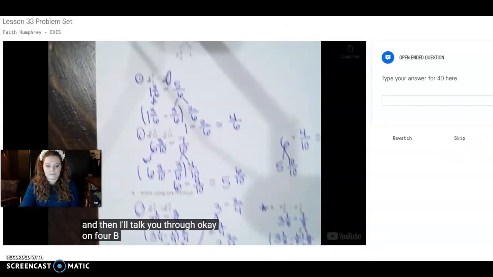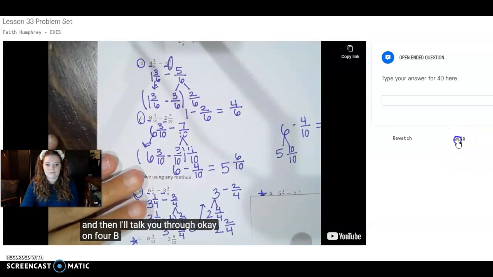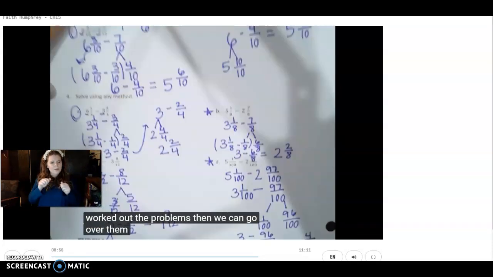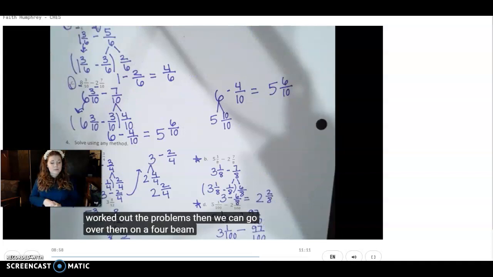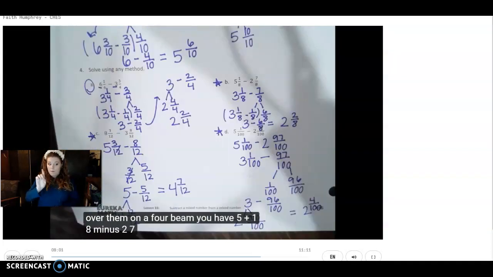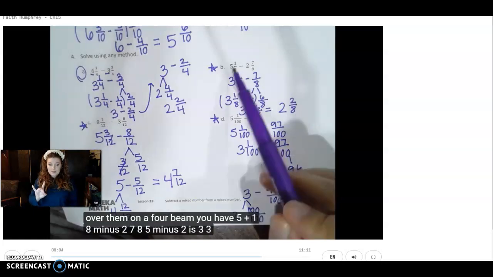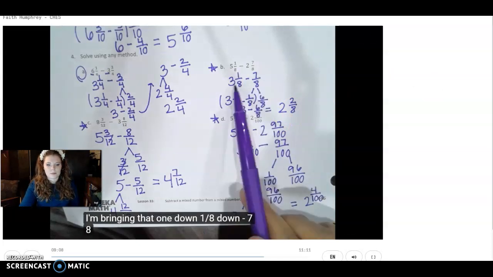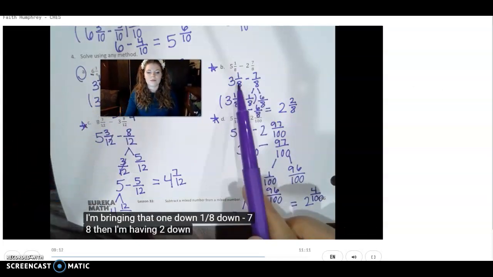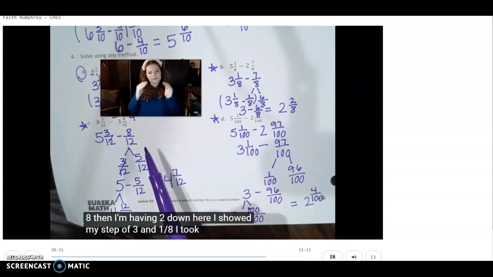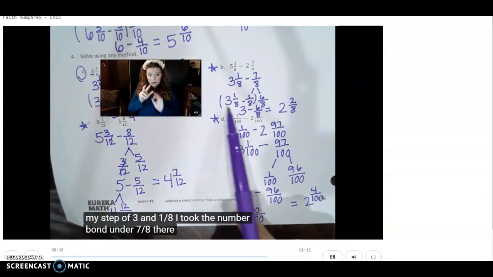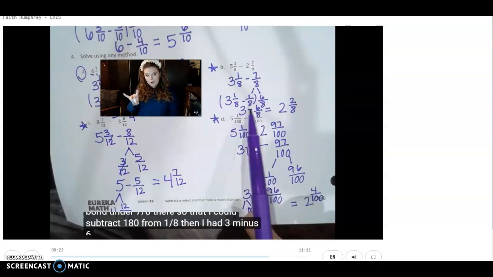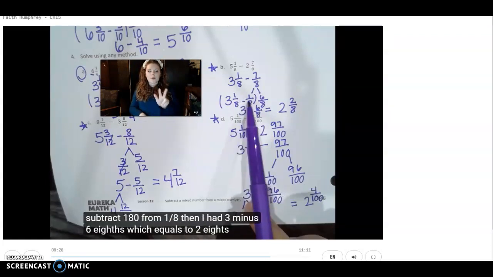On 4B, you can see I've already worked out the problems, and we can go over them. On 4B, you have 5 1/8 minus 2 7/8. 5 minus 2 is 3. 3 and 1/8, I'm bringing that 1/8 down, minus 7/8. Then down here I showed my step of 3 and 1/8. I took the number bond under 7/8 there so that I could subtract 1/8 from 1/8. Then I had 3 minus 6/8, which equals 2 2/8.